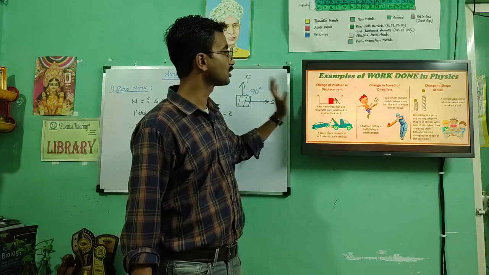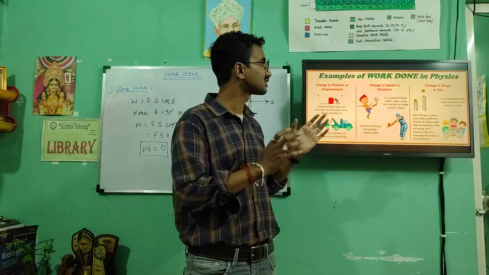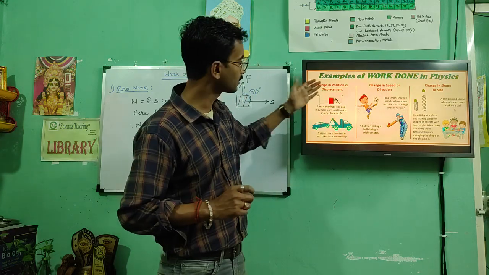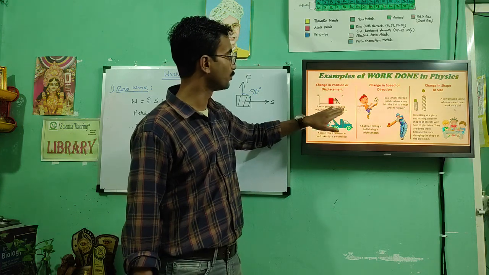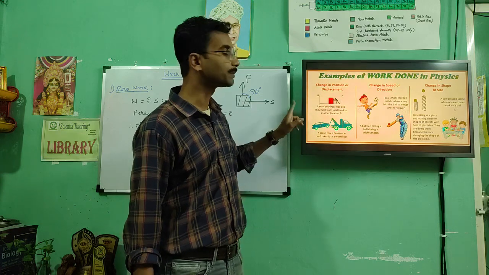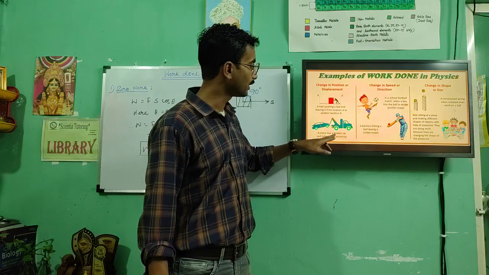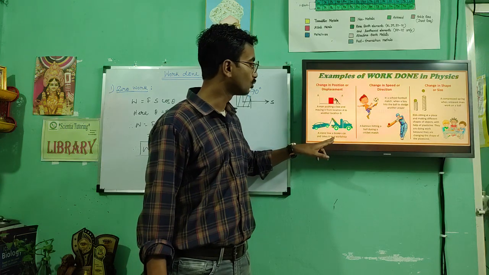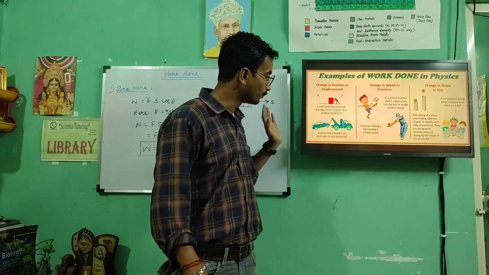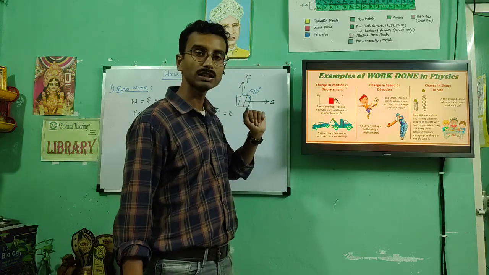Now, some examples of work done in physics are given. If by applying a force an object is displaced or changes its position, then we can say that work has been done. A man pushing a box and moving it from location A to B is doing some work. Similarly, a crane tows a broken car and takes it to a workshop, so the crane is also doing some work.